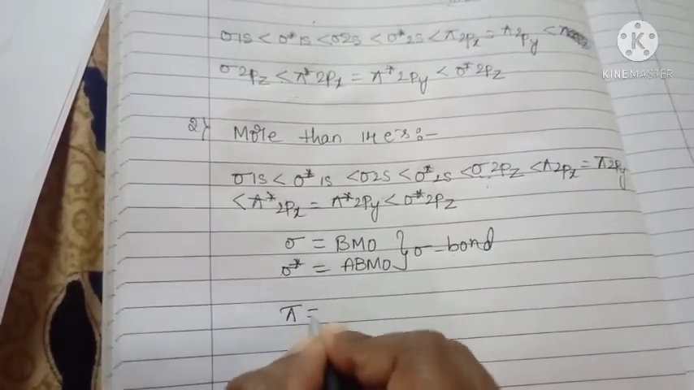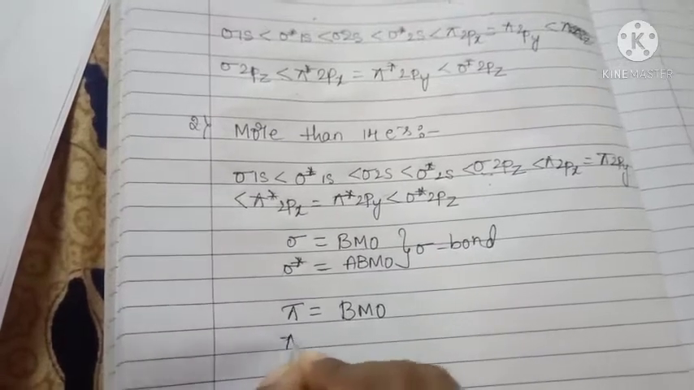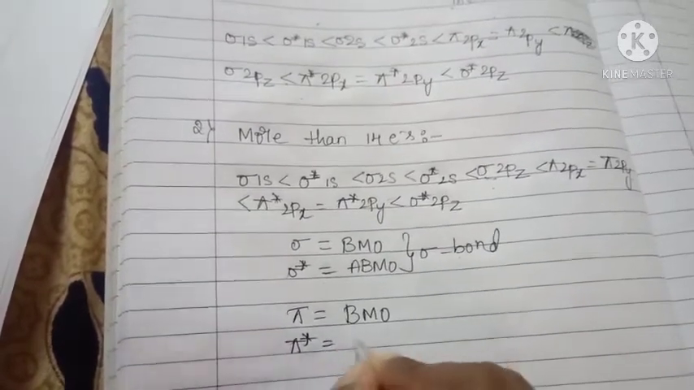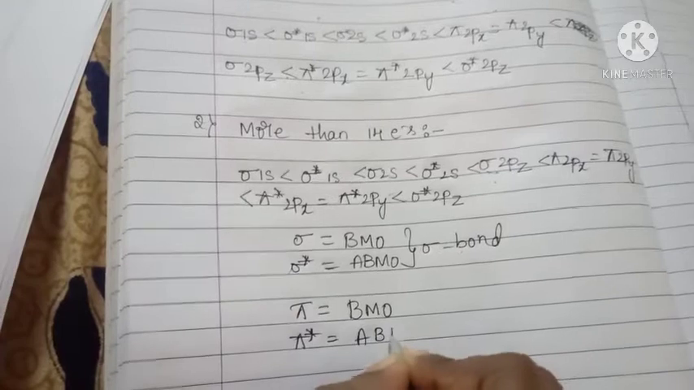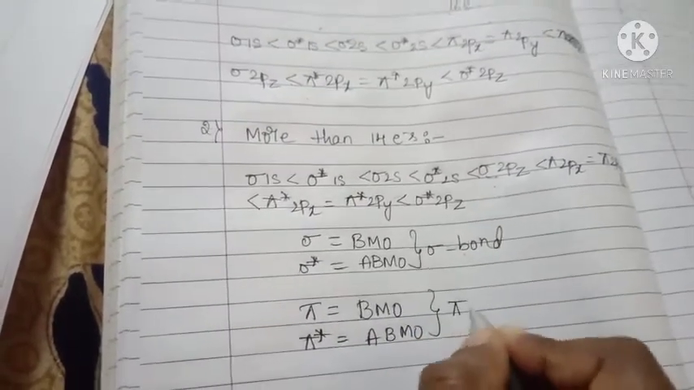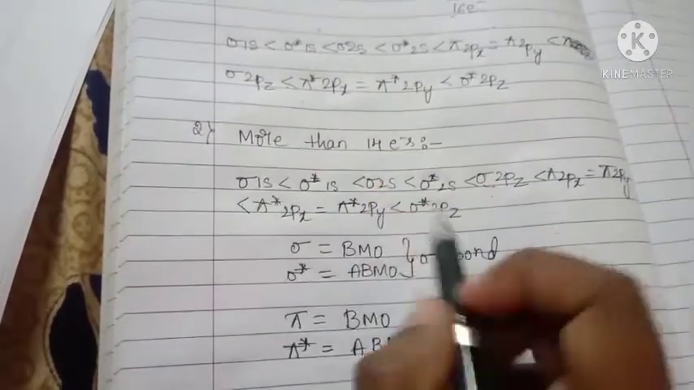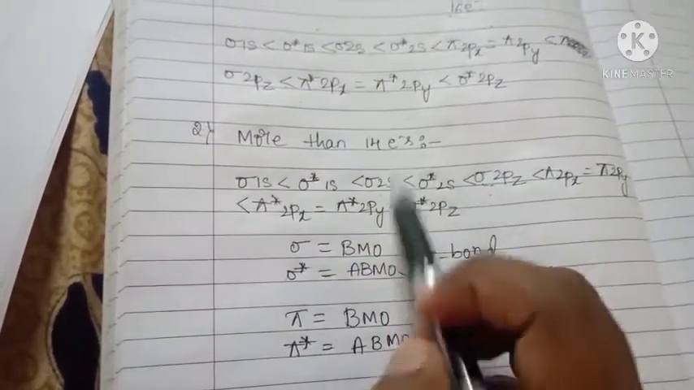Pi is the bonding molecular orbital. Pi star means anti-bonding molecular orbital. And this will be the formation of pi bond. This is the main thing. You have to learn these two electronic configurations.